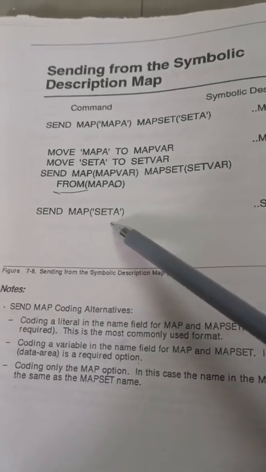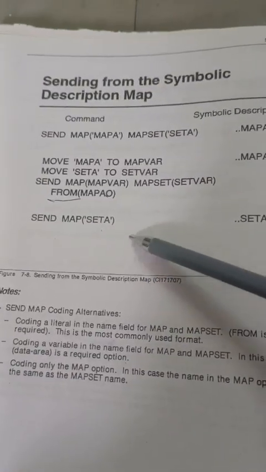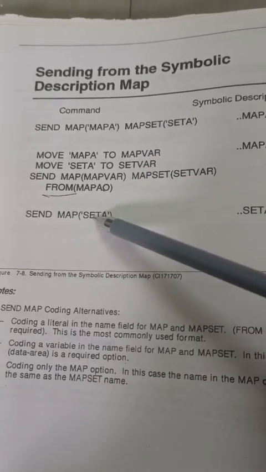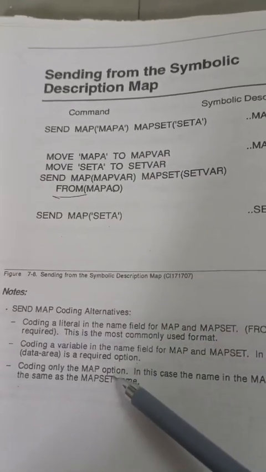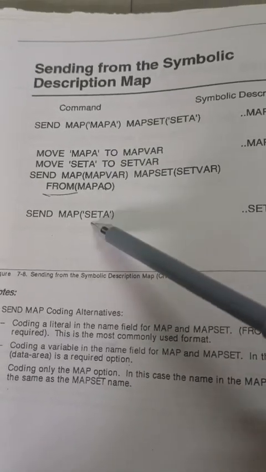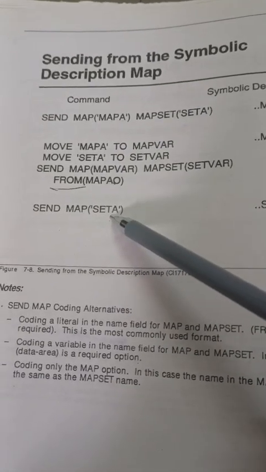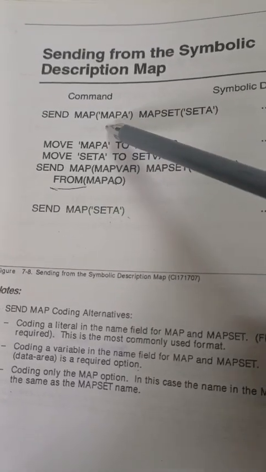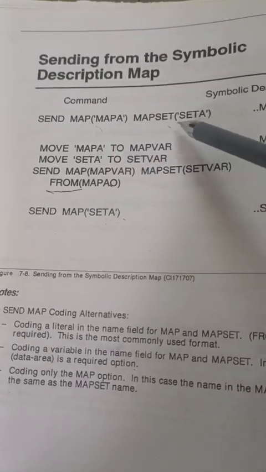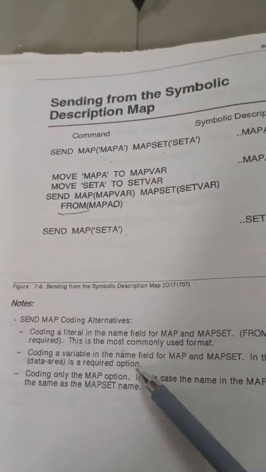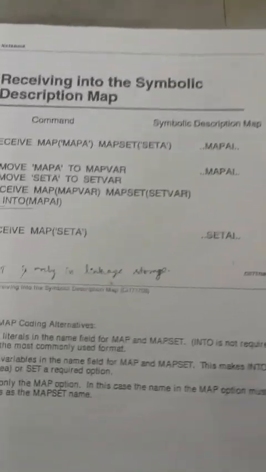In this case, the name of the map must be the same as the map set name. Most programs use the map and map set name as the same here. That's why they are coding SEND MAP only. Earlier, if your map and map set name are the same, then mentioning only SEND MAP is enough. But earlier they mentioned SEND MAPSET separately because both names are different here. That's why they are telling it in the third point.